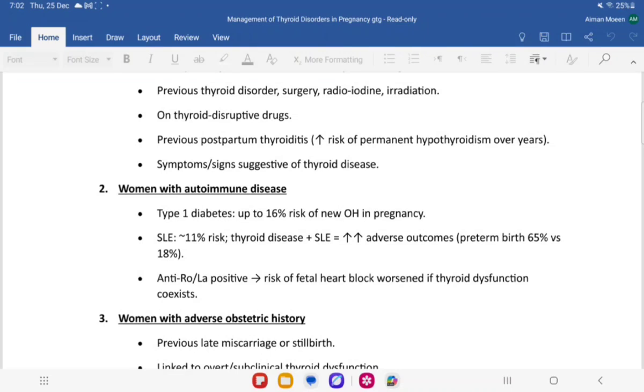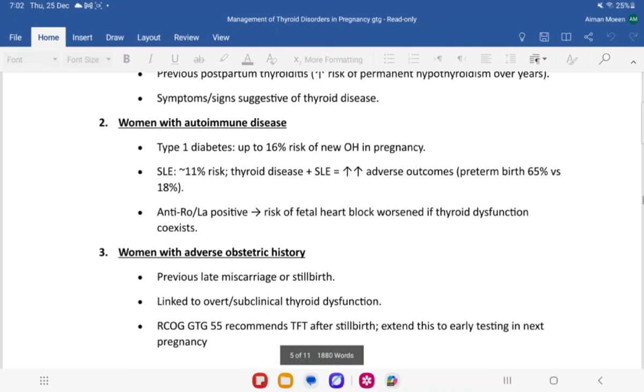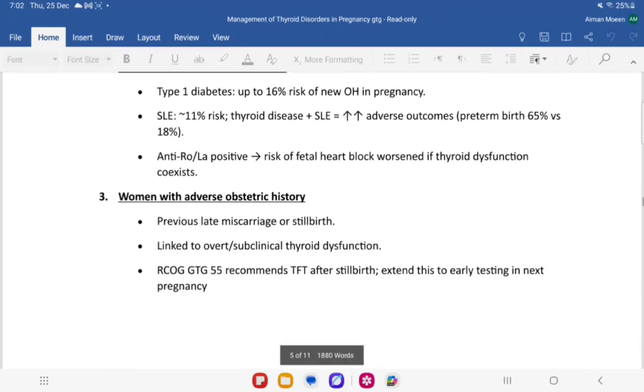If a woman has SLE, you get an SLE scenario and you want to go for a booking investigation, you should add the thyroid function test because she's at a risk of preterm labor 65% more than the background risk of 18. And whenever she has anti-Ro positive with SLE, the risk of fetal heart block is worsened.